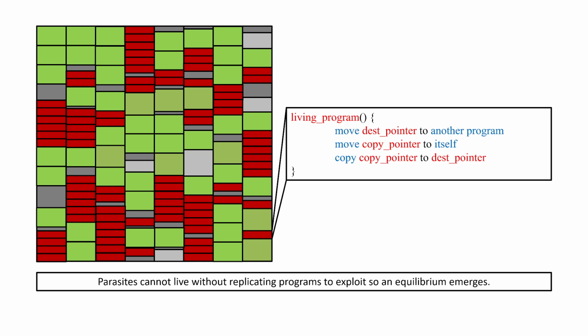We call this a predator-prey relationship that follows a set of equations called the Lotka-Volterra equations that you can find some more information about, and I'm going to make another video about those in the future. But we saw that this is the kind of dynamics that happen with the parasites and the living programs, the self-replicating programs in Tierra.